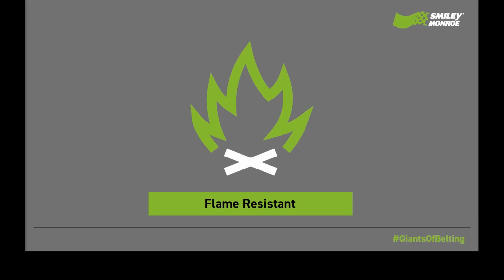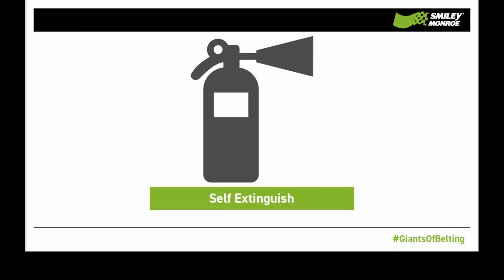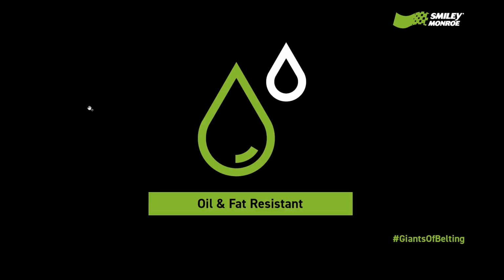Next, flame resistant belting is used in applications where the risk of fire needs to be carefully controlled. Underground mining, fuel handling and fertilizer plants often use flame resistant belting. The belting is tested by demonstrating that it can self-extinguish after being set on fire, and a drum friction test is also used to check the belt will not initiate a fire when it is stalled against a rotating drum.